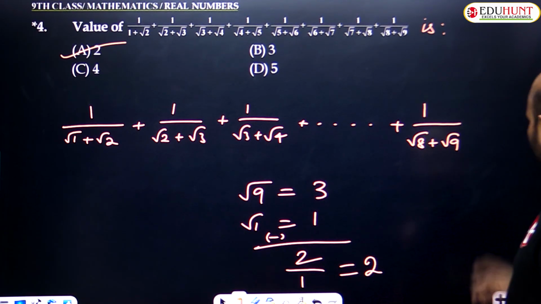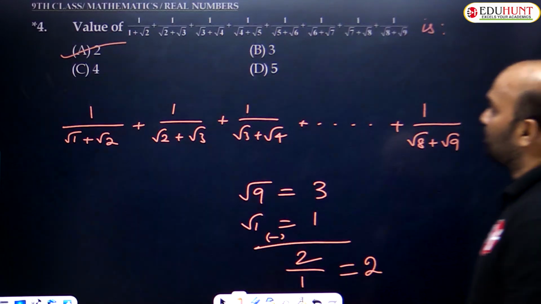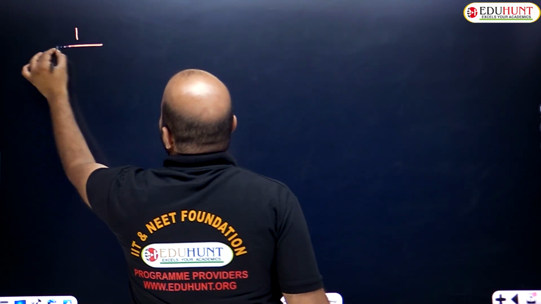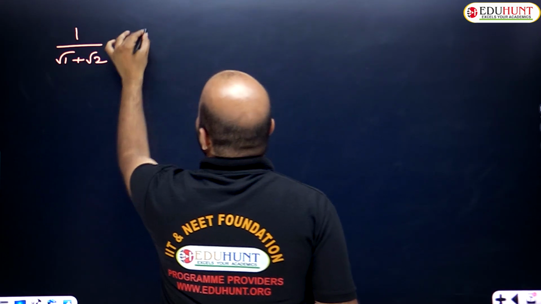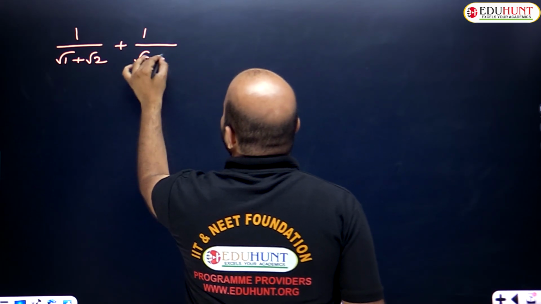But what is the regular traditional method? So clearly we need to notice this. The expression given is: 1 by root 1 can be written as 1 by root 1 plus root 2, plus 1 by root 2 plus root 3.